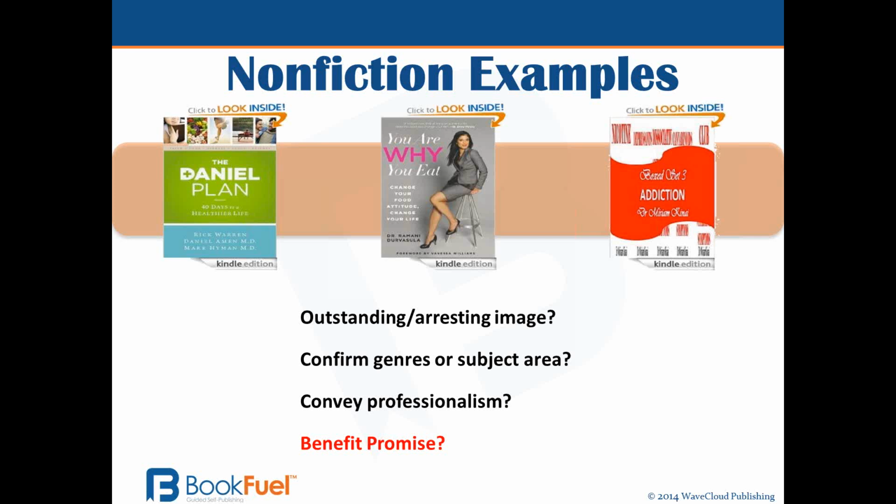So I've got the Daniel Plan on the left. I like the benefit promise, 40 days to a healthier life. My only worry is that I actually have this blown up on my screen a little bit. My worry is that in an ebook thumbnail, I can't see that benefit promise very well. But it's clearly got colors and images that are common to the genre of healthy eating, and so I think it fits well within a genre. It communicates to me what its genre is.